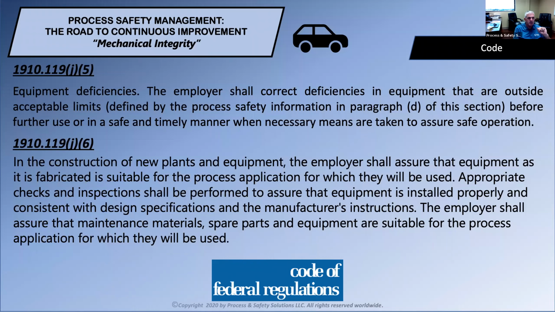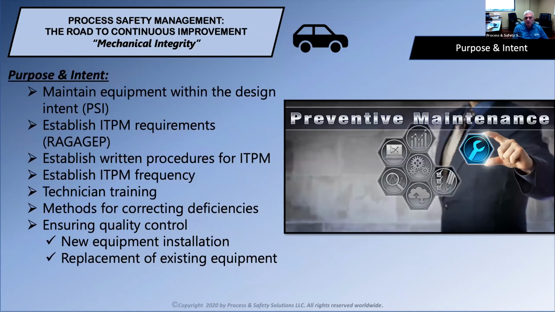in your PSI. So really, what's the purpose of intent of this particular element? Well, one is to maintain the equipment within the design intent, or PSI. So if we've done a good job of developing our process safety information, then it should be easy to understand exactly what we need to do in our mechanical integrity programs. It's a simple thing. Make sure that we maintain it to the original equipment design.